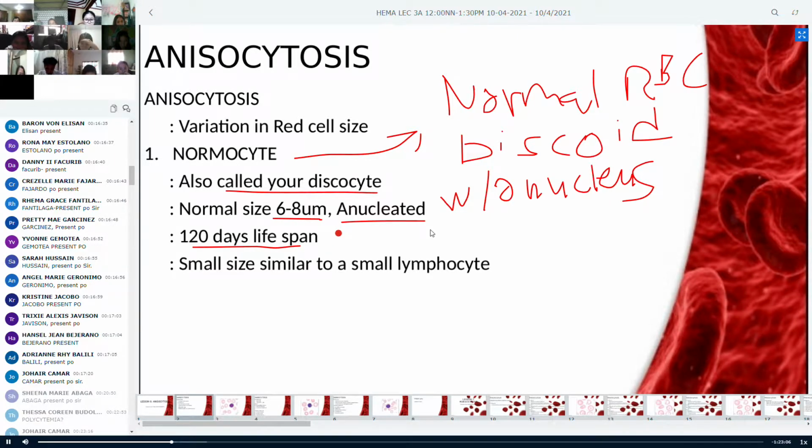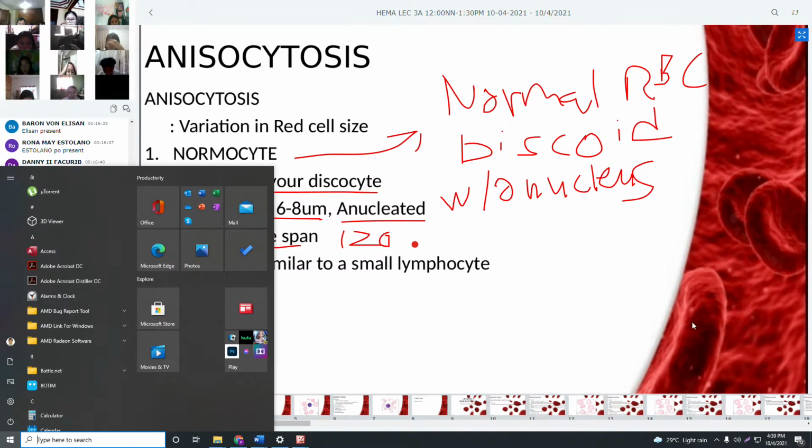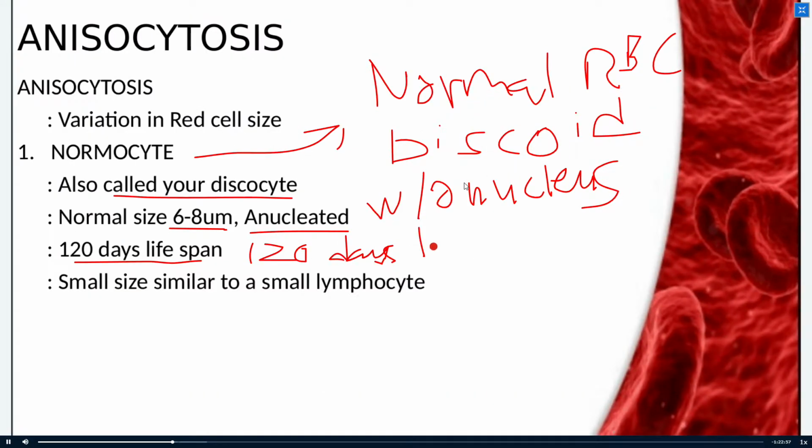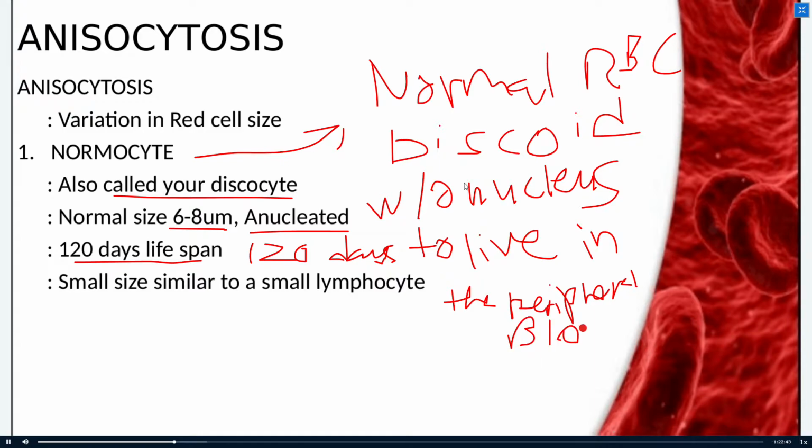Your RBC has a 120-day lifespan. Imagine once your RBC becomes a mature RBC, it now has 120 days to live in the peripheral blood. Now, the size is similar to your small lymphocytes. So whenever you're asked what size you would compare your RBC to, it would be similar to a small lymphocyte.